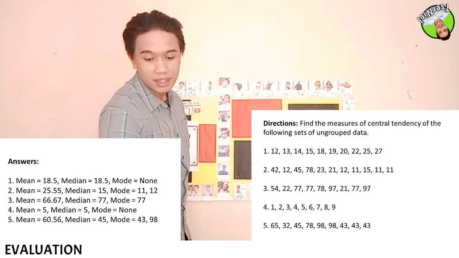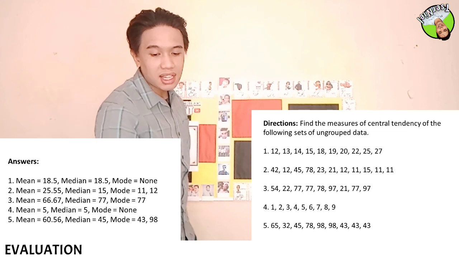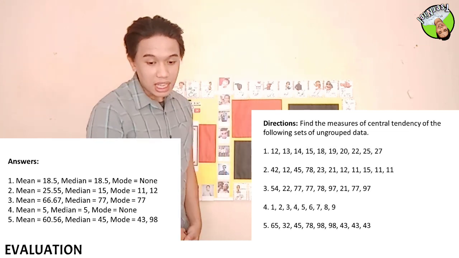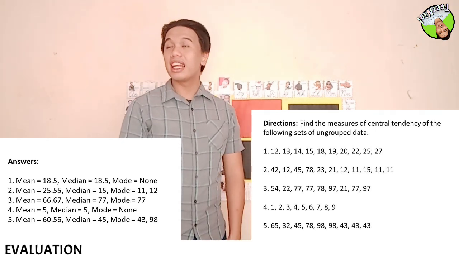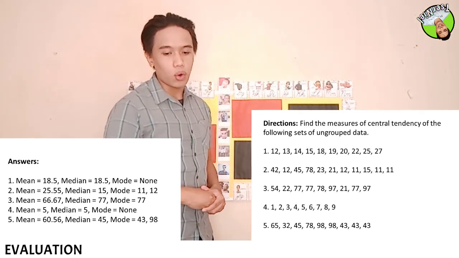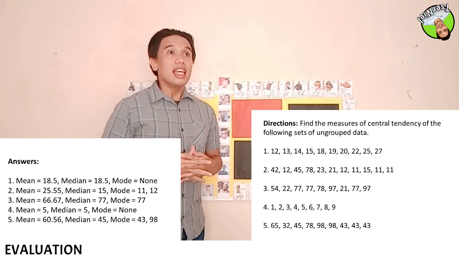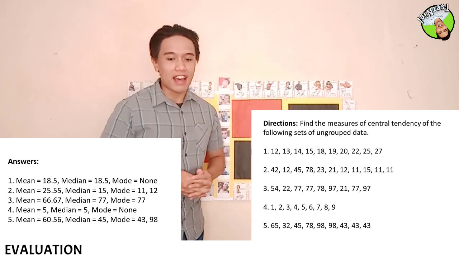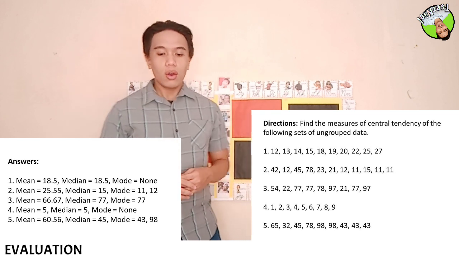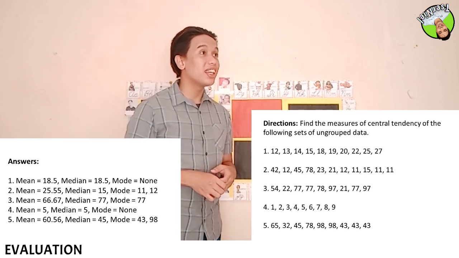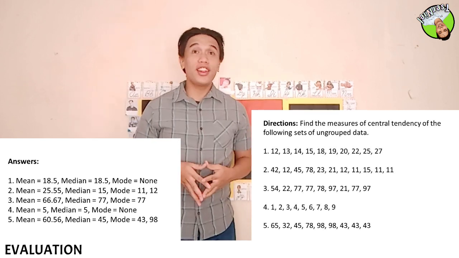What is the mean? It is 18.5. What is the median? 18.5. What is the mode? There is no mode. How about number 2? What is the mean? The mean is 25.55. What is the median? 15. What is the mode? 11 and 12.